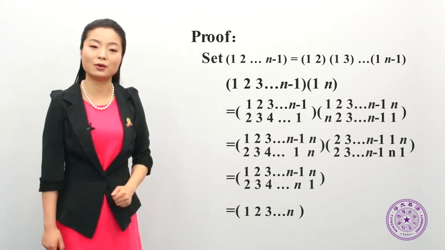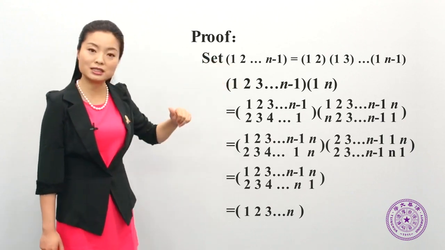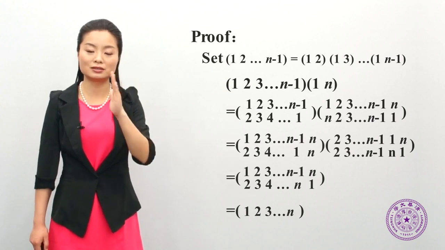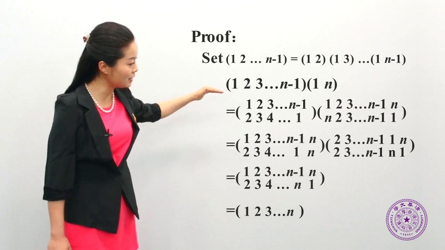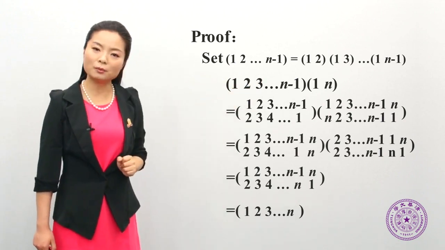We know the permutation can be written as 1, 2, 3, continuing until n-1. The bottom line will be 2, 3, 4, until 1. The last term is 1 switched with n. All the other elements remain unchanged. Only 1 is changed to n, and n is changed to 1.